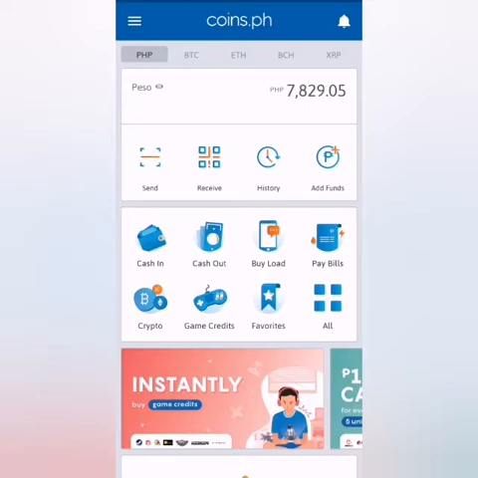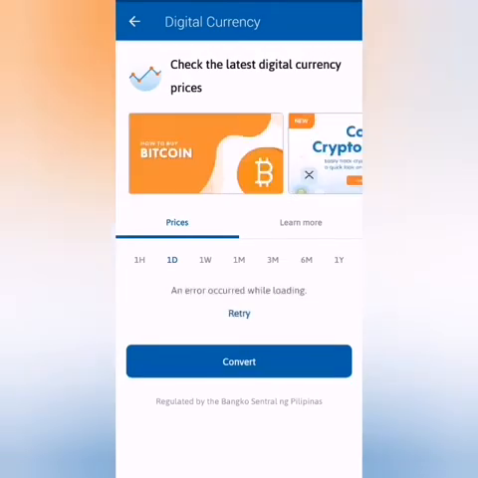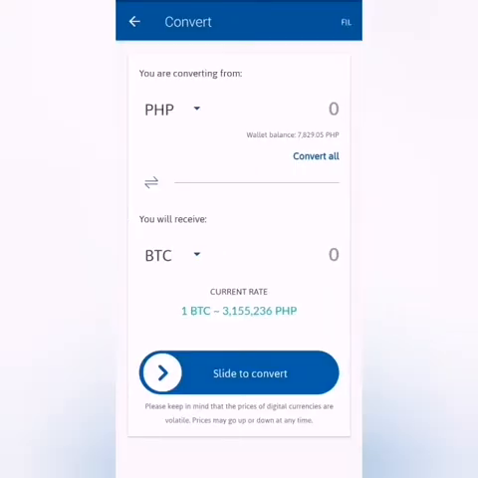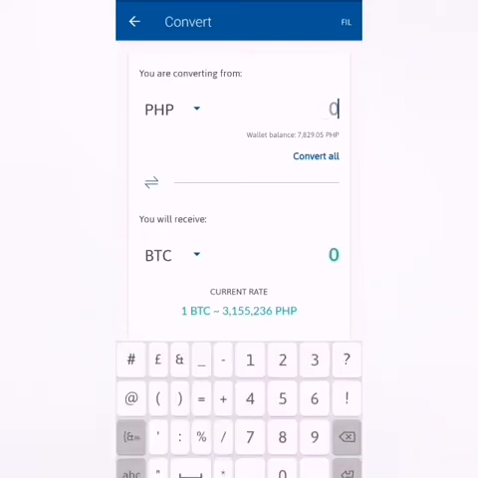All right. So the next step would be buying crypto. Once you've already cashed in, you just have to click on crypto and then convert. Let's say I'm going to buy 5,000 pesos worth of cryptocurrency. You can choose here whether you're going to put it in Bitcoin, BCH, XRP, or Ethereum. So it's as easy as that.